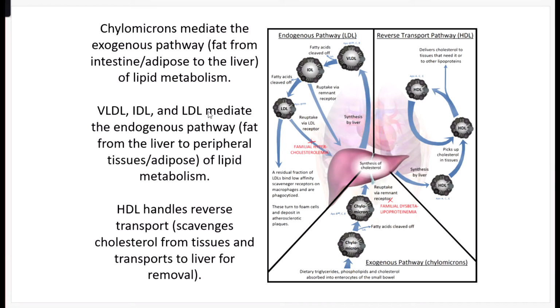VLDLs, IDLs, and LDLs mediate the endogenous pathway, where fat from the liver goes to peripheral tissues, which use them as a source of energy, or to adipose tissue for storage for later. So that's this pathway here. We start in the liver when we're talking about the endogenous pathway. We've got fats mixing with cholesterol, a few phospholipids, and apolipoproteins, and then we create the VLDL. Fatty acids are cleaved off as VLDLs bind to specific tissues that can use fatty acids as a source of energy, creating IDLs. Half of those are taken back up by the liver, and then we repeat this circular process here.